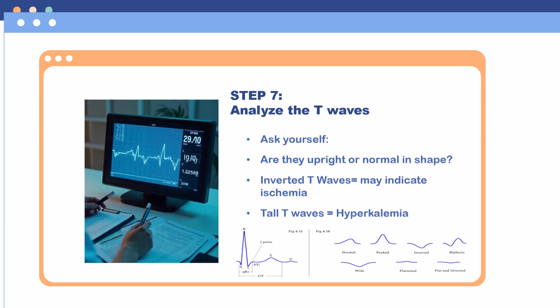Or is it normal in shape, or is it like, as you can see here, any of these conditions means they are abnormal. This is your normal T wave. If you see it peaked, it is hyperkalemia. If you see it either wide or inverted, it may indicate that there is some sort of ischemia happening. Or if it is way too flattened, it may be hypokalemia.